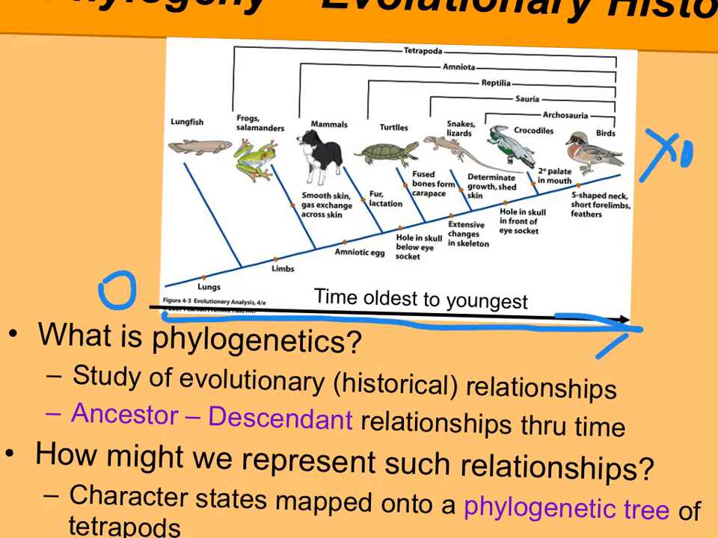And the further up the tree you go, the taxa that are there are more similar to each other than they are to earlier taxa. So it turns out that crocodiles and birds share a bunch of things in common.